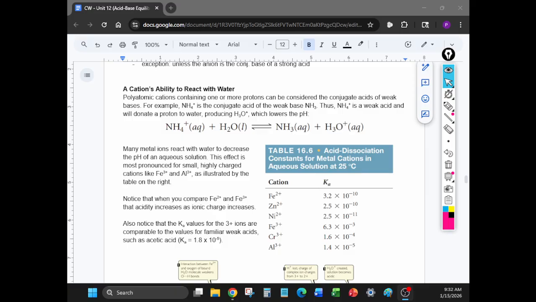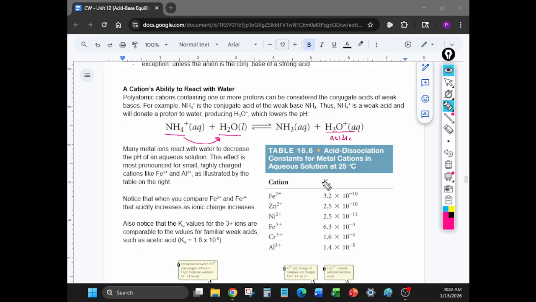The cation has a very similar effect on water as we looked at with the anion. For example, let's take a look at NH4+, ammonium. Ammonium is a cation, and let's say that you add ammonium, a cation, to a solution of water. It's going to react with the H2O molecules. Because ammonium is a cation, it's going to want to donate a hydrogen to the water, and that's going to produce H3O+, which is going to make the solution more acidic.